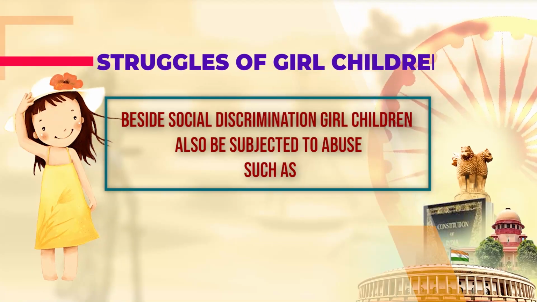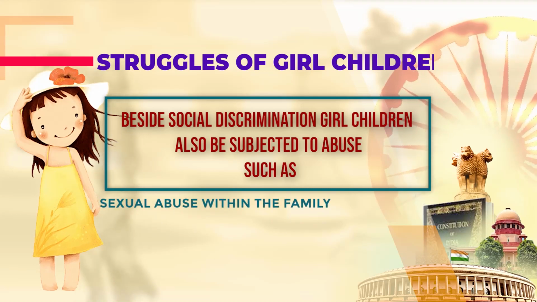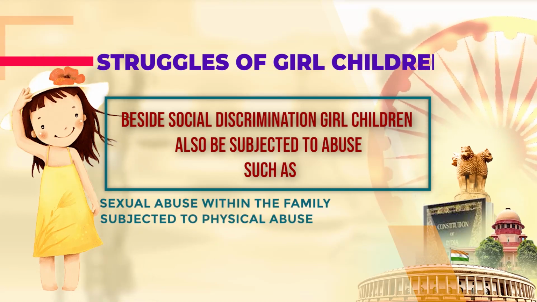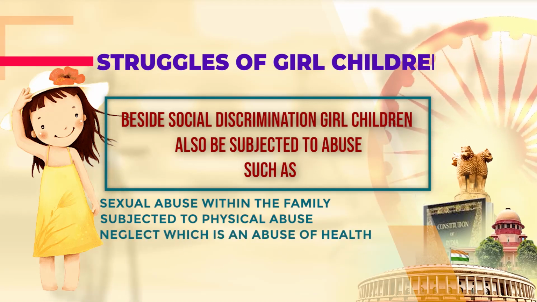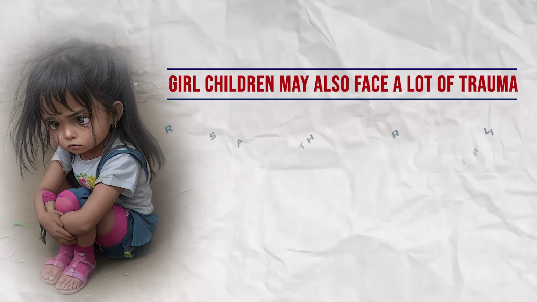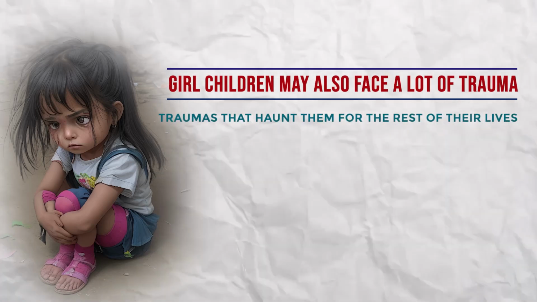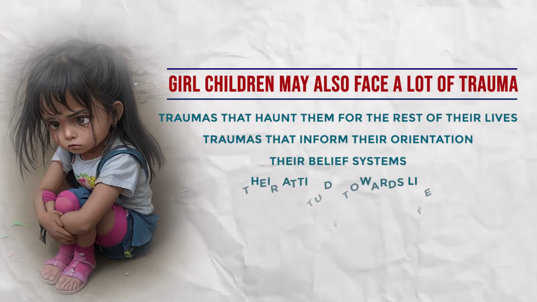certain cultures. Besides social discrimination, girl children may also be subjected to abuse, such as sexual abuse within the family. They may be subjected to physical abuse. They may be subjected to neglect, which is an abuse of health. And due to such social discrimination and abuse, girl children may also face a lot of trauma, the trauma that haunts them for the rest of their lives, the trauma that informs their orientations, their belief systems, their attitudes towards life. This kind of trauma develops a negative attitude towards life.